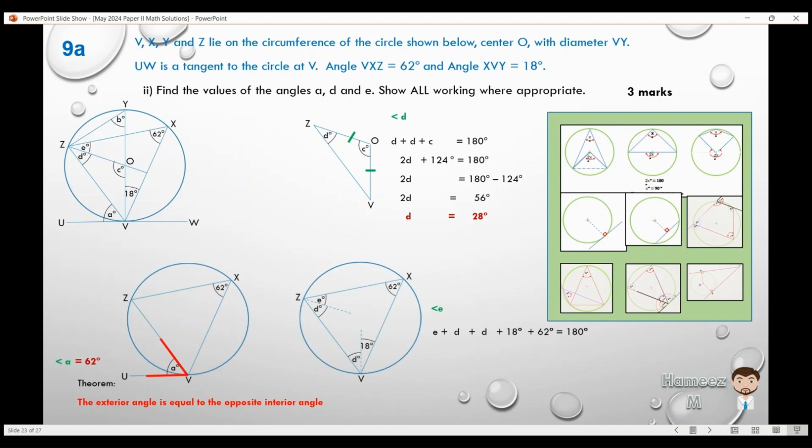And we worked out D previously. So we can substitute there: E plus 28 plus 28 plus 18 plus 62 is equal to 180 degrees. And we're using the rule that the three angles in a triangle add up to 180 degrees. And now we could work that out. E plus 136 is equal to 180 degrees. And if I minus 136 from both sides, I'll get E is equal to 180 minus 136. So the angle E is equal to 44 degrees.